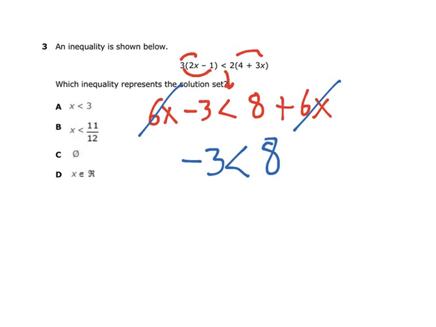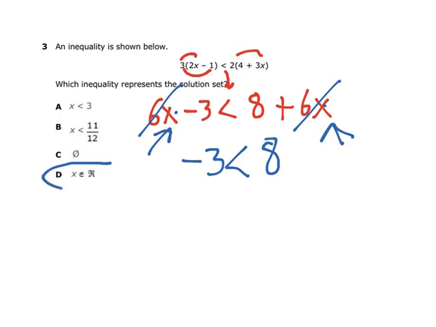It means no matter what I put in for x, they're always going to cancel. So negative 3 is always going to be less than 8. If I put in 10 for x, it's 60 minus 3 is less than 8 plus 60. Okay, so 57 is less than 68. That's always true. Okay, so no matter what I put in for x, I put in the same value on both sides. I can put in any number.